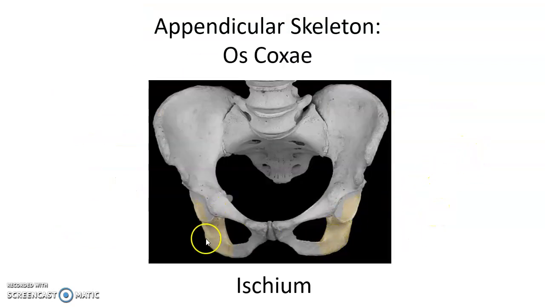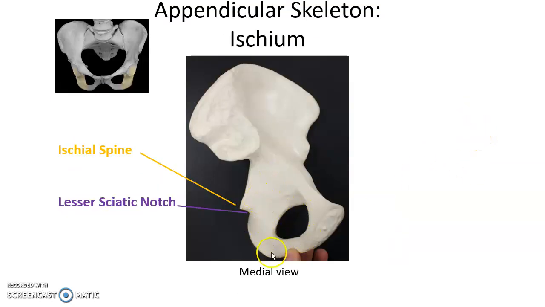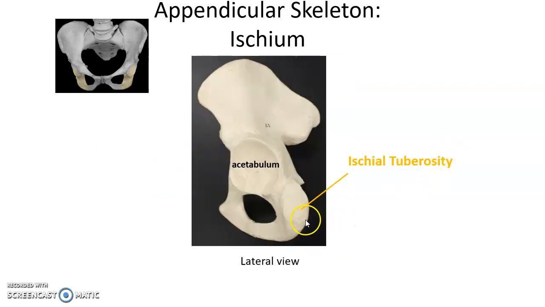Move on to the ischium, the more posterior inferior bone. The ischium has a point that sticks out, that is the ischial spine, and then a small notch called the lesser sciatic notch. The ischium also has a large rough patch referred to as the ischial tuberosity. Ischial tuberosity, way down there, is actually the part of the hip bone that we sit on, as it were, when we're sitting down.